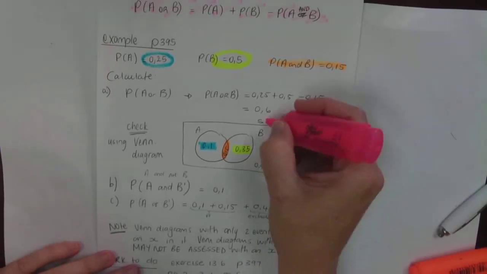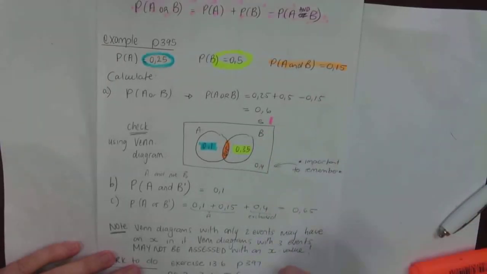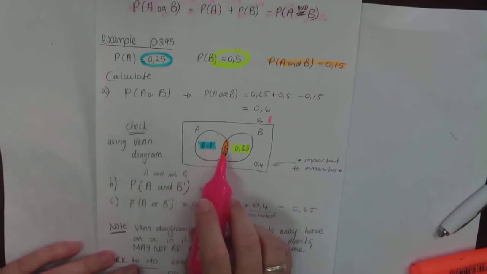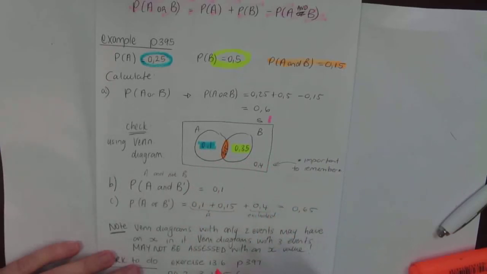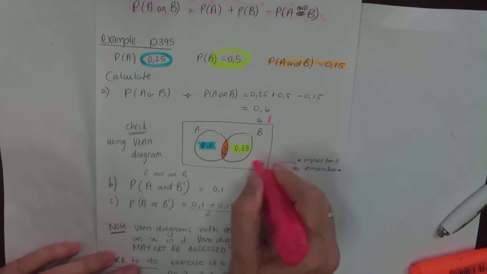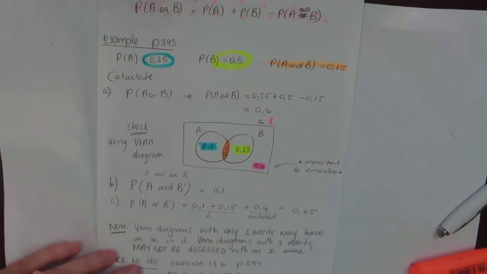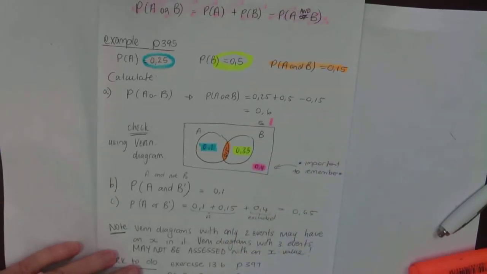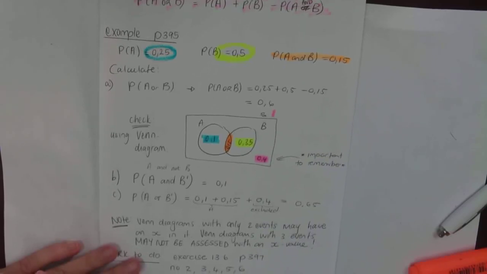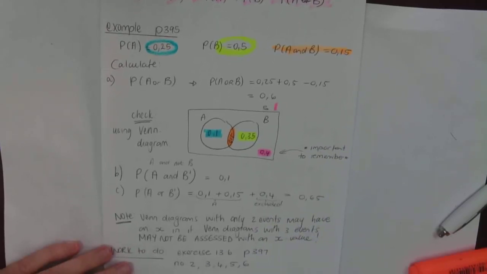Most important, this must equal 1. Now when I add 0,1, 0,15, 0,35, I do not get 1. I have an outsider of 0,4. Then you can work through the questions there.